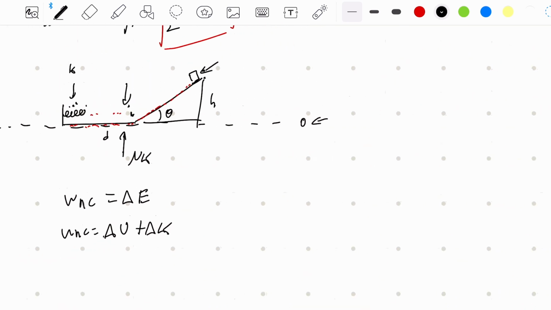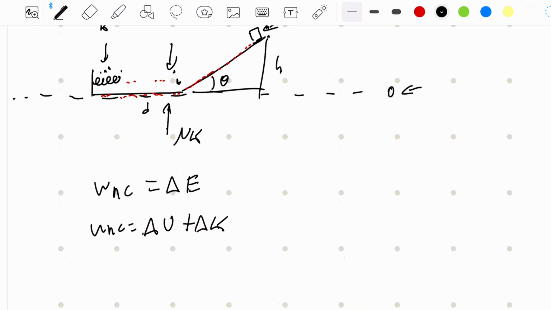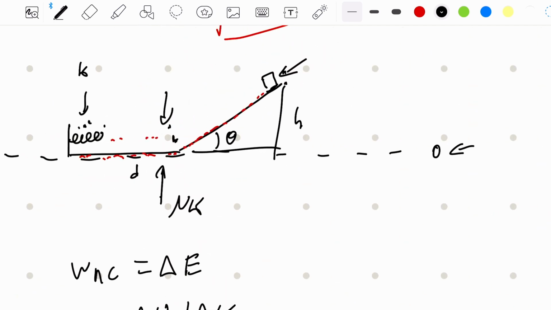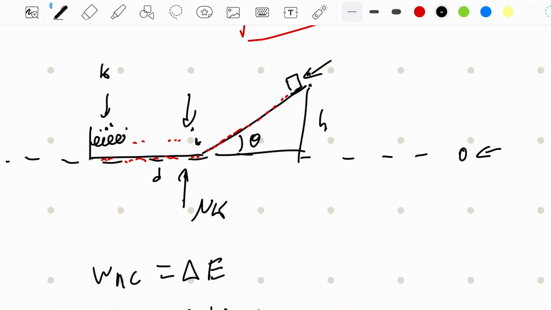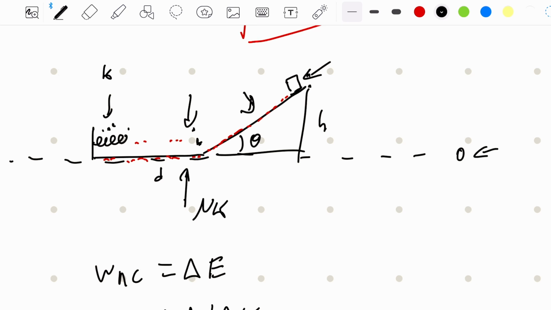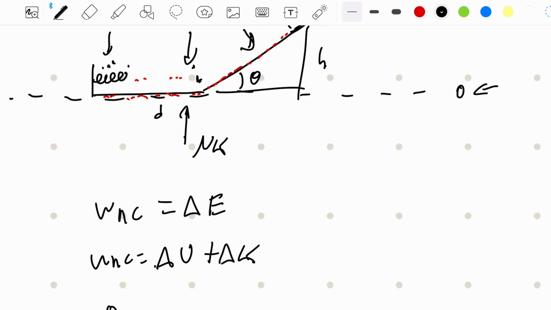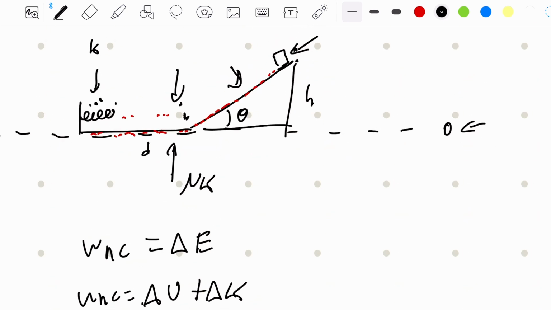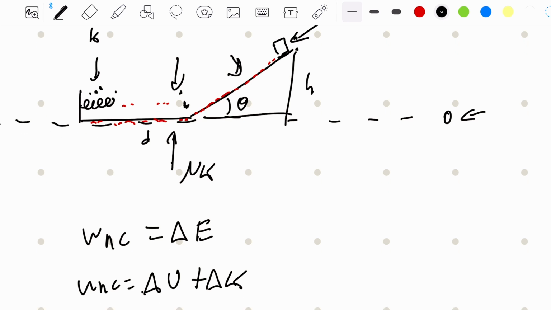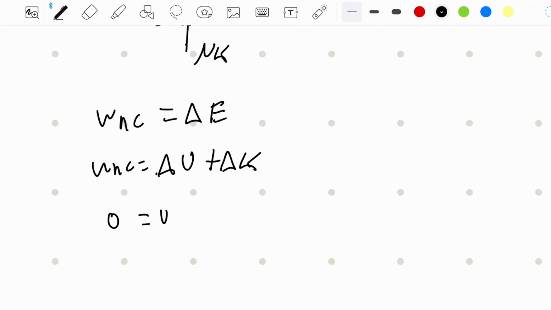So we'll go ahead and do this. We start up here. Is there any non-conservative work? This is the first thing we want to ask ourselves. Is there any friction on this ramp? Are there any forces pushing on this box? The answer is no. So we know that this non-conservative work is 0. Is there any potential energy on this box? Yes, there is potential energy initially, right? So this delta U is U final minus U initial plus K final minus K initial.